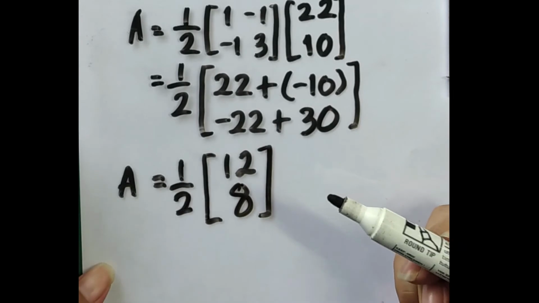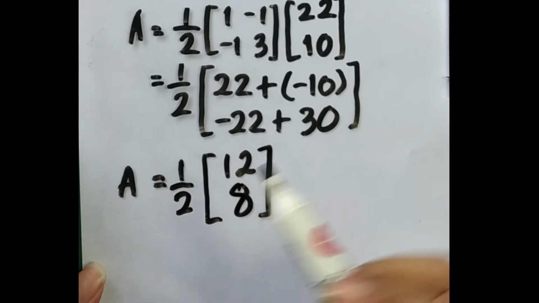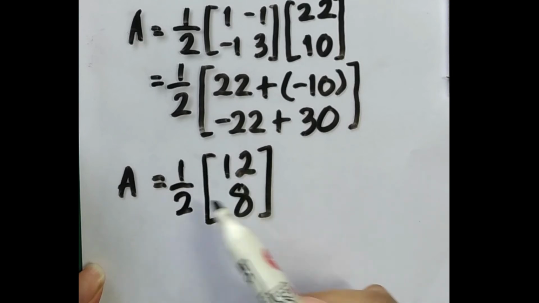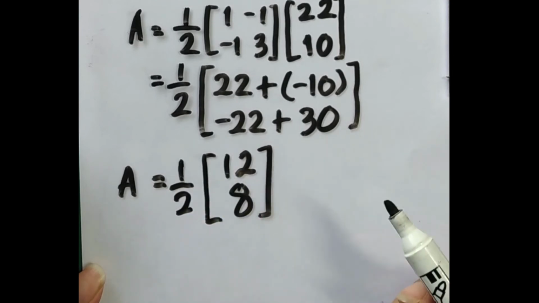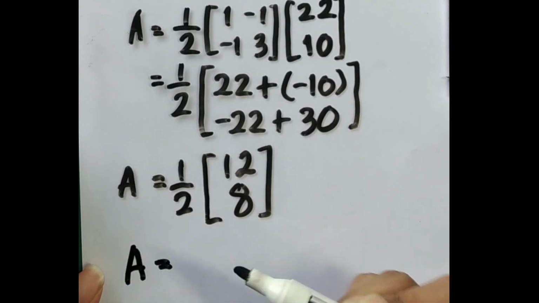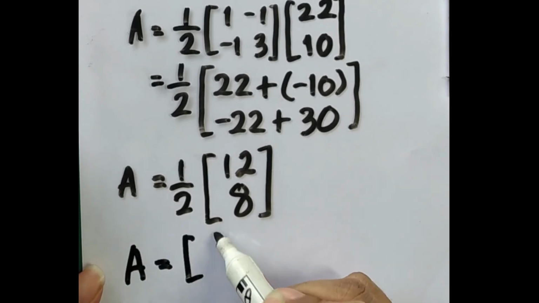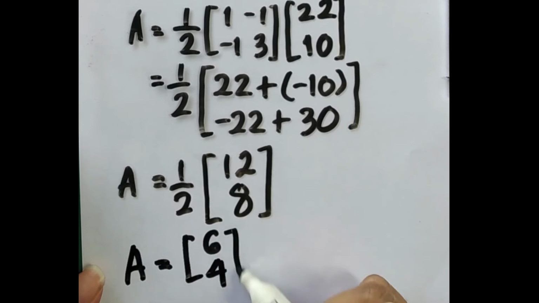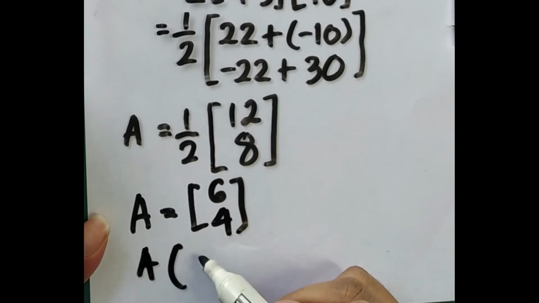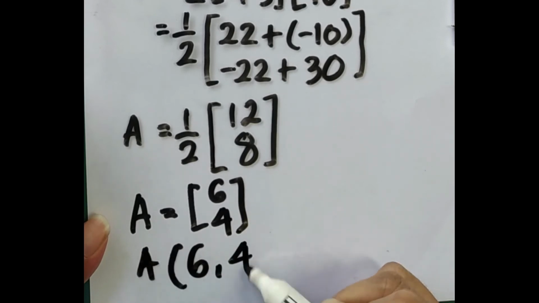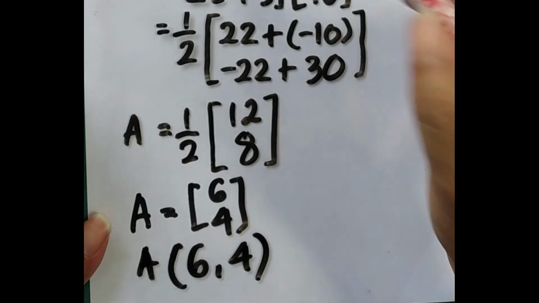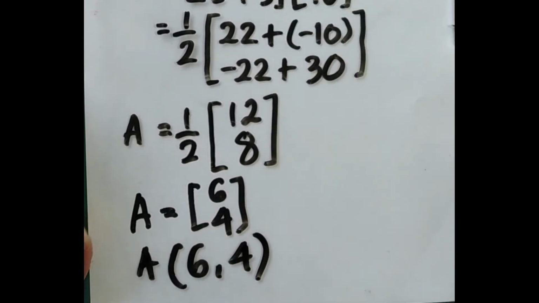Okay, remember multiplication of scalar in matrix. This is the scalar. You just simply multiply the scalar to each and every element inside the matrix. So A equals 6 and 4. So the coordinate of A is 6, 4. That's the answer of A. Now you find the coordinates of B and C in your worksheet.